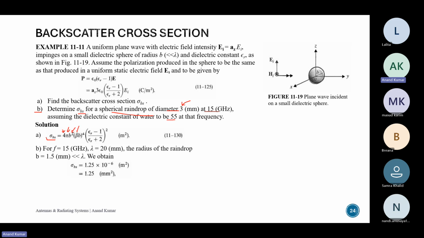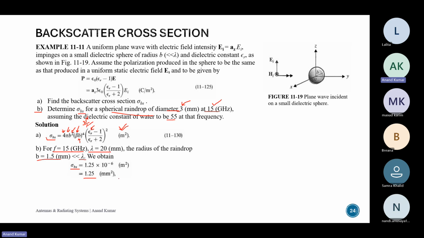Beta is 2 pi by lambda. So pi is known, lambda is known. Yes, we know the frequency. Again, B is the radius, and we know the diameter, and the epsilon is known. So everything is known. So for f equals 15 gigahertz, it turns out lambda is 20 mm, B is 1.5 mm, which is much smaller than lambda. So we can use this expression. Once we substitute everything, we get sigma bs as 1.25 millimeter square.